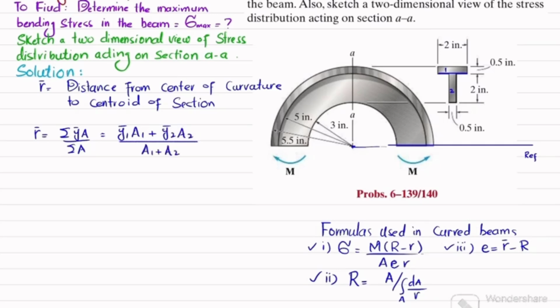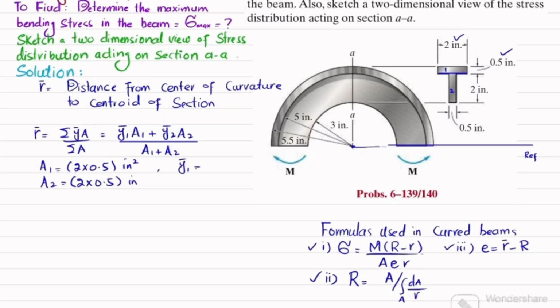And what is area A1? So I will write it. A1 is equal to, you can see here, this is 2 and this is 0.5. So 2 multiplied by 0.5 square inch. What is area A2? So area A2 is, you can see this height is 2 and this width is 0.5. So it will be again 2 into 0.5 square inch. Now what is y1 dash?